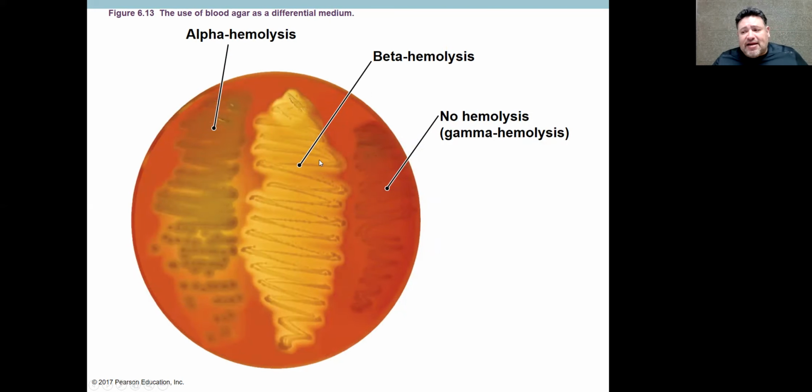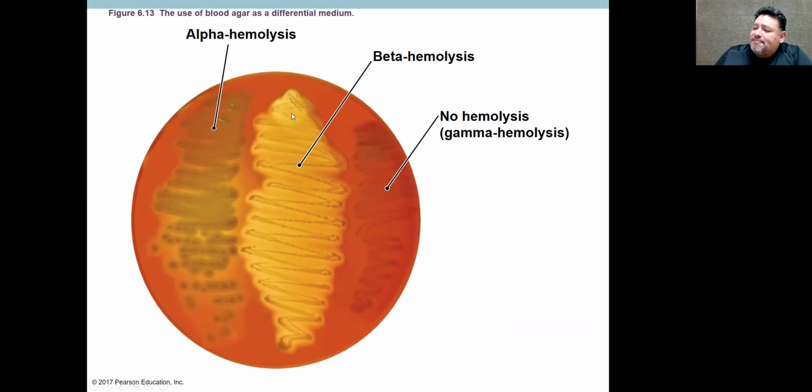This is called a differential media. So this is a blood plate, okay? We have what's called alpha, beta, and gamma hemolysis. So in alpha hemolysis, we're talking about the partial lysis of red blood cells. So you can see that we can kind of see through it, but not very well. And also a green sheen develops on top of it. This is alpha hemolysis. An example of an organism that does this is Streptococcus pneumoniae.